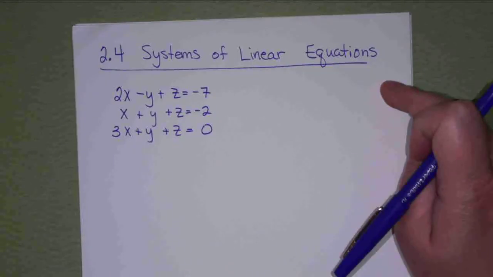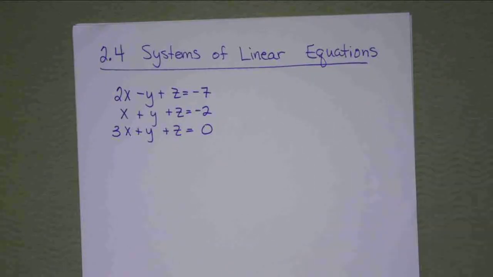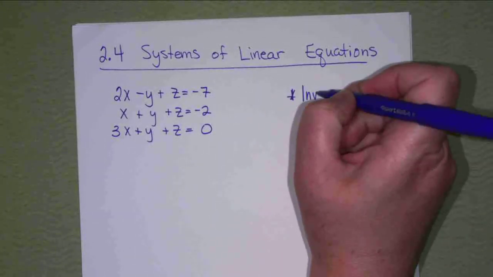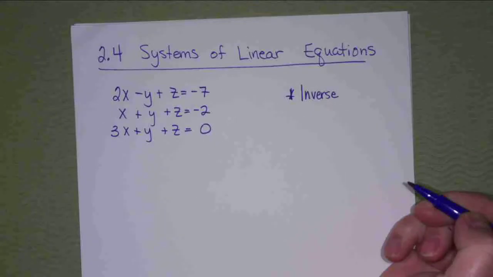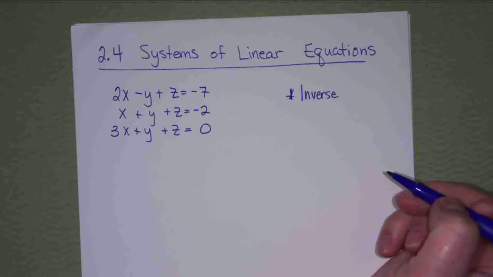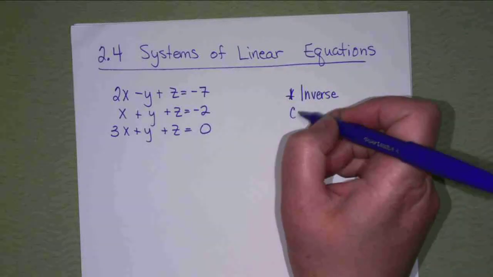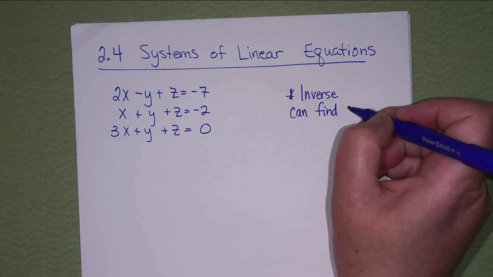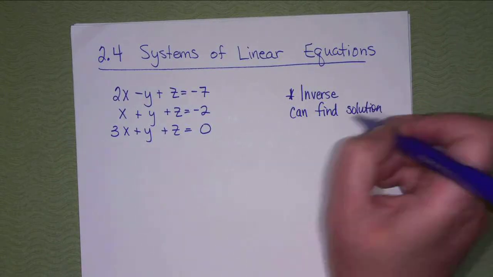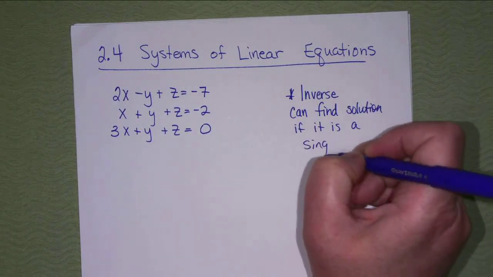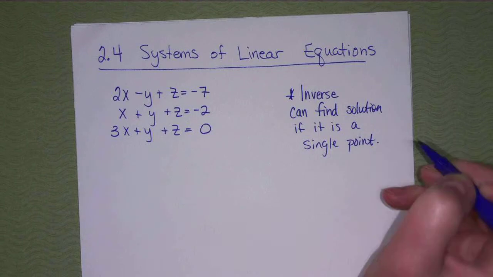Today we're going to do systems of linear equations, which we started when we did inverses. In section 2.9 we did inverses, and in the inverse section we learned how to solve a system of equations, but it was only good if the system had just one solution. So we can only find a solution if it is a single point. But systems had different kinds of possible solutions.